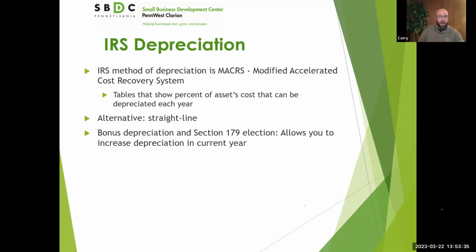Okay, so here is MACRS: the Modified Accelerated Cost Recovery System. As I said, nothing's ever easy with the IRS. There also is bonus depreciation and Section 179 deduction or election. And these two items can allow you to write off more in that first year, that mid-year depreciation, sometimes even write it off 100%, depending on the asset.